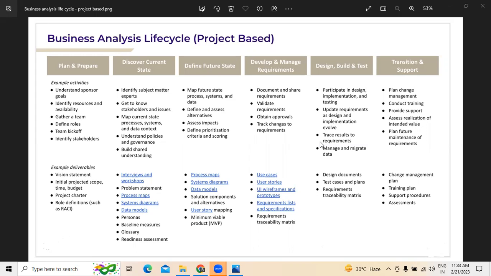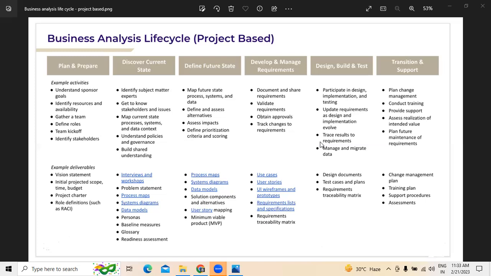The second is to discover the current state, followed by the future state. At the same time, developing and managing requirements. Apart from that, designing, build and testing, and transitioning and supporting. These are the different stages in the business analysis life cycle from the project-based context.